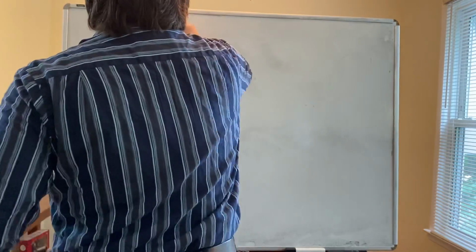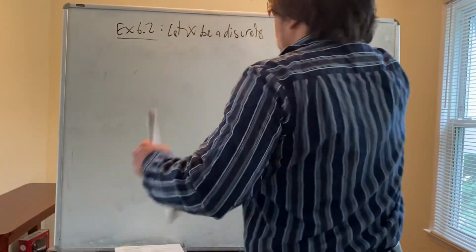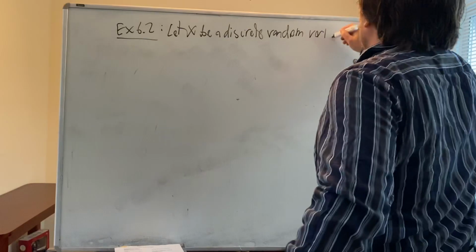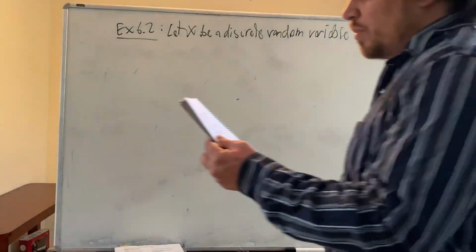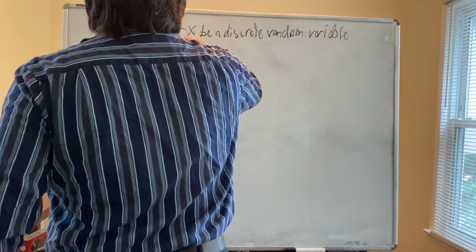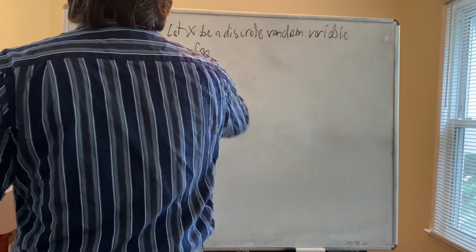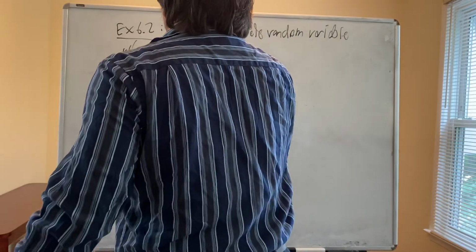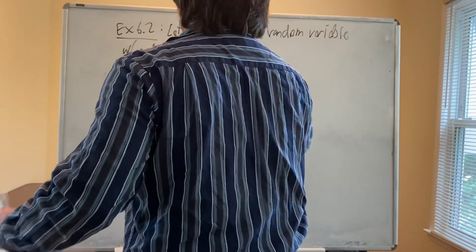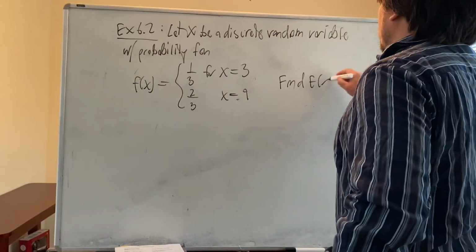Let x be a discrete random variable with a probability function f of x, which is equal to 1/3 for x equals 3, and 2/3 for x equals 9. Find the expected value E of x.